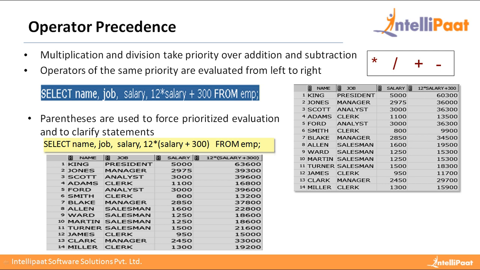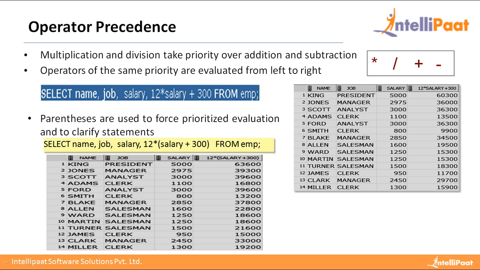As the precedence is like this, first priority is given to star and forward slash, and the second priority is for plus and minus. So whenever you have an expression with a combination of operators, first preference will be given to star, meaning 12 into salary will be done first, and afterwards 300 is added because star has first priority over plus. So when we do that, the output would be like this.